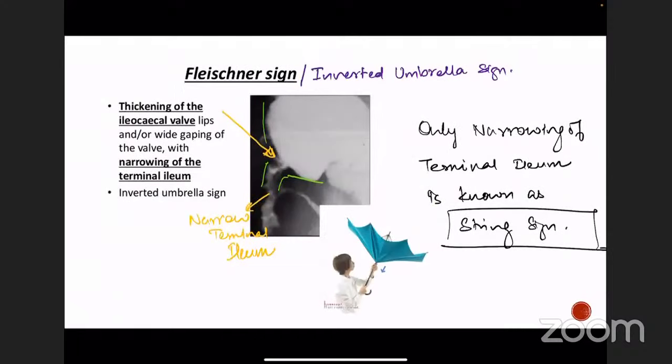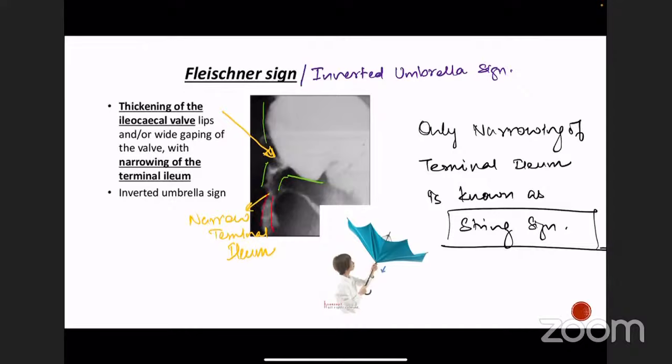Now the third is Fischer's sign. What is Fischer's sign? As I've already mentioned, in this Fischer sign there will be thickening of the ileocecal valve, right? Lips and wide gaping of the valve due to narrowing of the terminal ileum. Already we have discussed, the terminal ileum will be narrowed down.